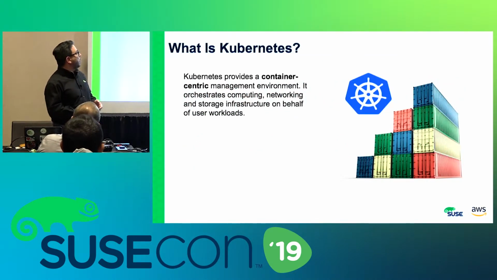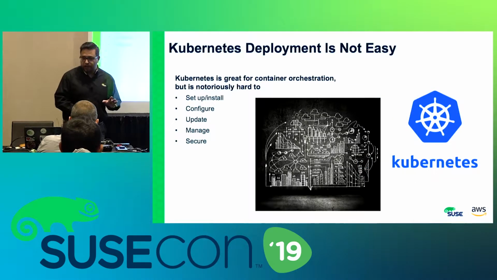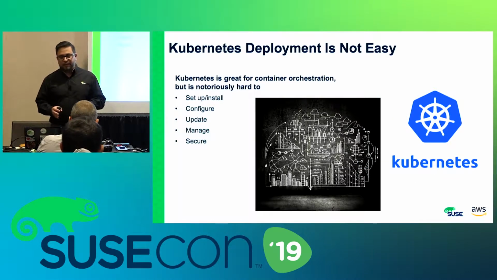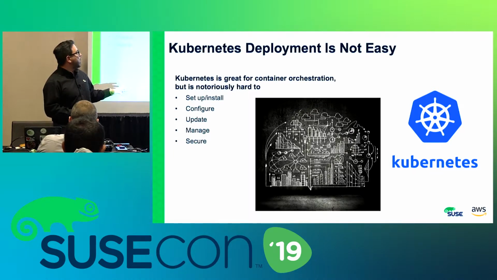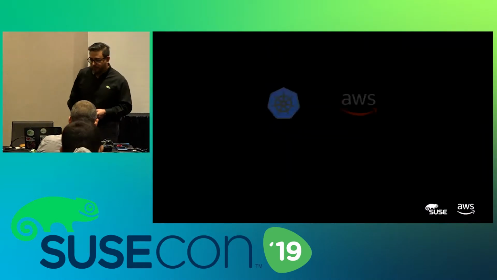And this is really where Kubernetes comes in. It provides that container-centric management environment. It orchestrates the compute required to run the containers, the networking, and the storage, and it provides that infrastructure on behalf of those containers. But setting up Kubernetes really isn't easy. There's a lot of effort and knowledge required for deploying, setting up, configuring, and updating. And this is really where Amazon EKS comes in.